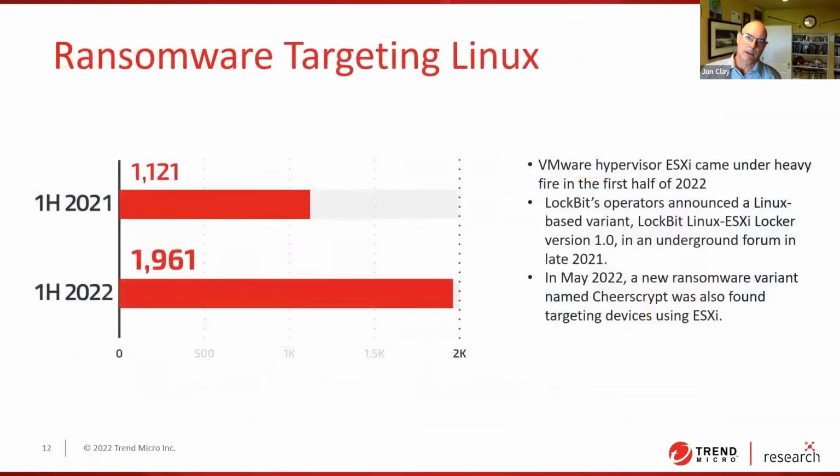Now, one of the things we did see also in the first half was an increase in ransomware targeting Linux. So VM hypervisor, the ESXi, was under heavy fire in the first half. We definitely saw that. You can see here, first half of 21 to 22, we had about an 800-plus percent increase in the ransomware targeting Linux.